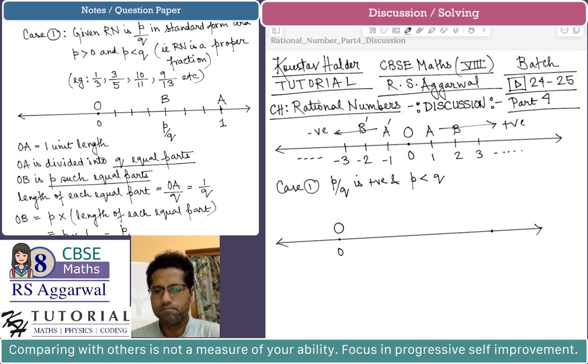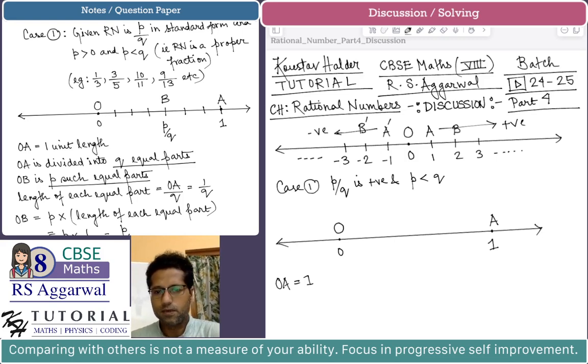Keep a good amount of space between the point A and O so that you can do the markings and drawings. So I am marking the point A on the right hand side of the origin O such that A represents the integer 1, so that the point A is at unit distance from the origin O. So I have OA equals 1, and the point A represents the integer 1.